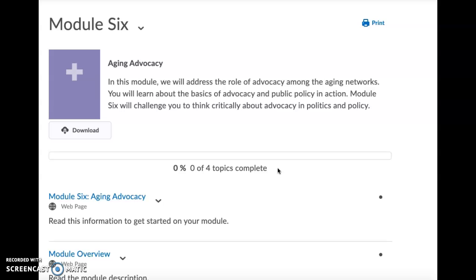For this week we will be focusing on aging advocacy, where in this module we will address the role of advocacy in the aging network. We'll also learn about the basics of advocacy and public policy in action.